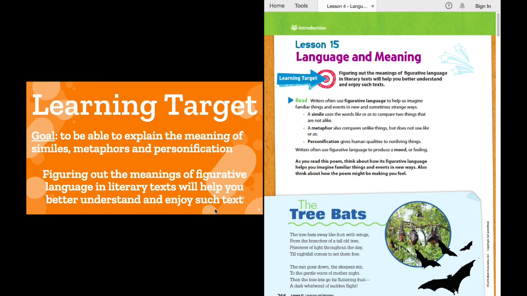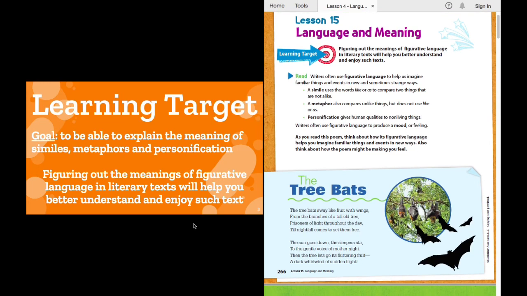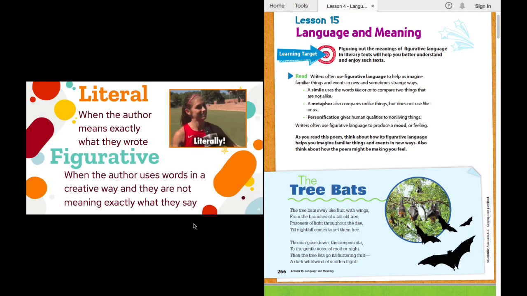Alright, so our learning target for today, our goal is to be able to explain the meaning of similes, metaphors, and personification. So figuring out the meaning of different figurative language in literary text helps us understand the text and enjoy it a little bit better. So sometimes authors use fancy language or interesting ways to describe things, and we're going to talk about that a little bit more today. So what is the difference between literal and figurative language, right?